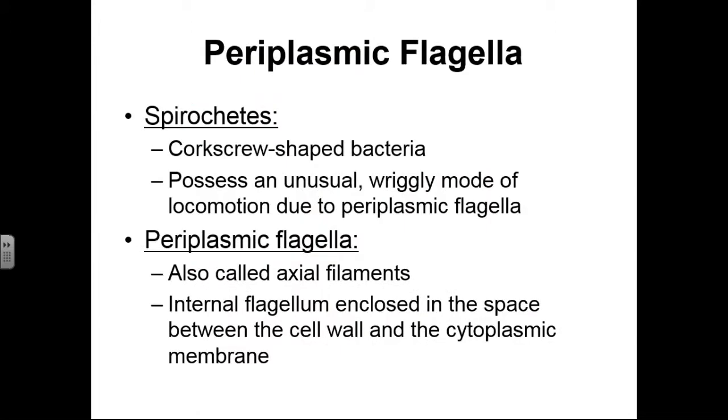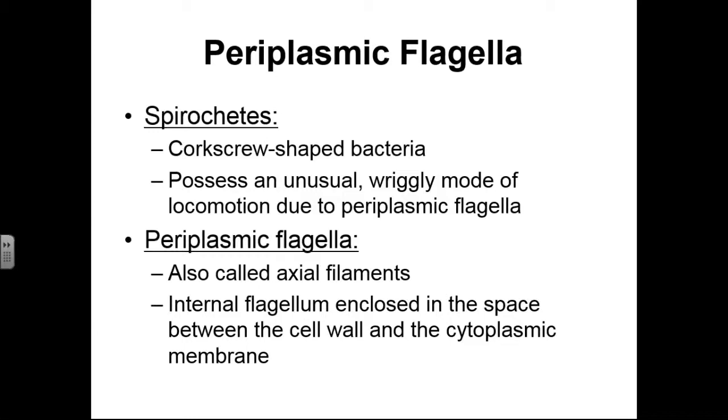Those periplasmic flagella are kind of tricky to understand. They weren't very well understood for a very long time because, well, they were stuck in between the cell wall and the cell membrane. It's hard to find them. Any corkscrew-shaped or twisty-shaped bacterium, so the spirochete-shaped bacterium, is going to have periplasmic flagella. And these bacteria have a very wiggly mode of locomotion. The flagella is spinning and causing the whole bacterium to undulate its body for movement.